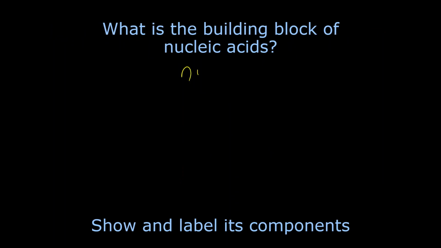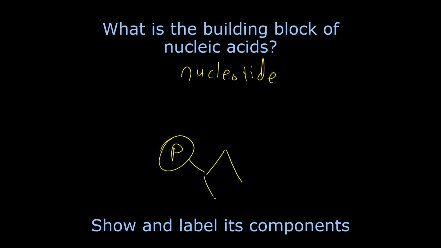What is the building block of nucleic acid? It's a nucleotide. Show and label its components. Remember, it's got 3 parts. It's got a phosphate group, a pentose sugar, which could be either deoxyribose or ribose, and then hanging off of the sugar is some sort of nitrogenous or nitrogen-containing base. Could be guanine, adenine, cytosine, thymine, or possibly uracil, depending on the nucleic acid we're talking about.